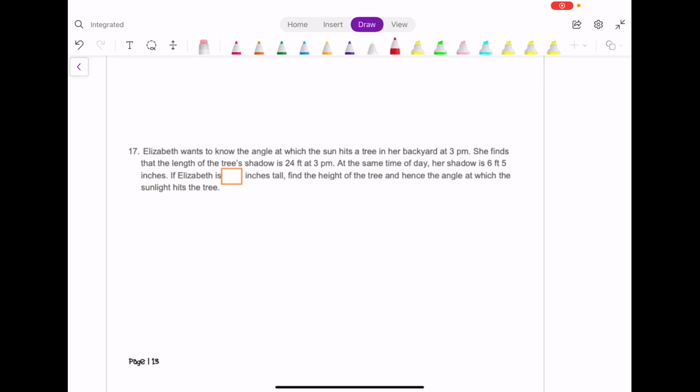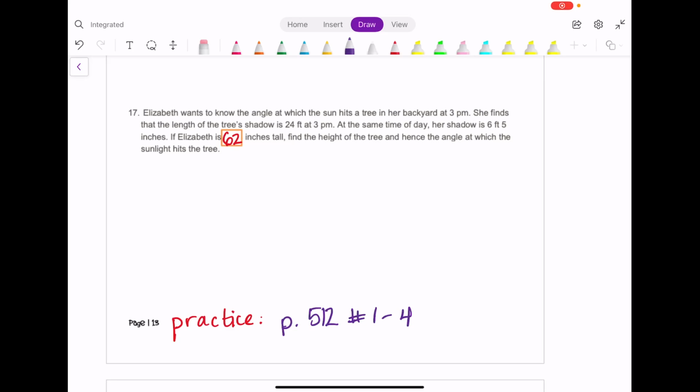On this one, if Elizabeth is 62 inches tall, finish this packet. And then page 512, numbers 1 through 4.